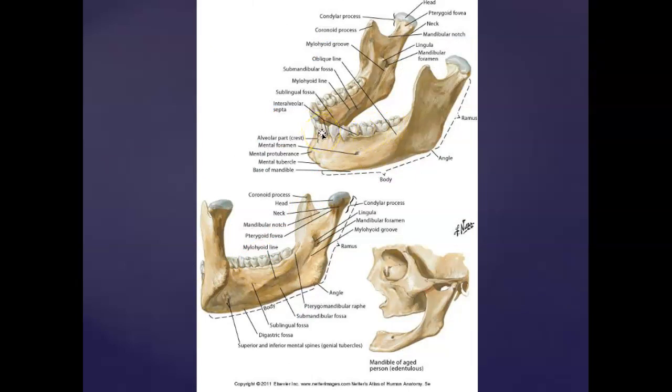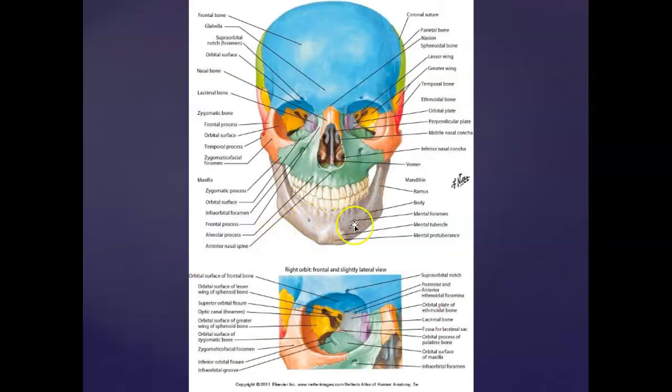There's a mental foramen. Now, mental means chin. It has nothing to do with mental capacity or thought process. It has nothing to do with your brain. Mentum means chin, and so the mental foramina are here on the front of the skull. You can see there are two of them. There's a mental foramen here and a mental foramen there. The two foramina.